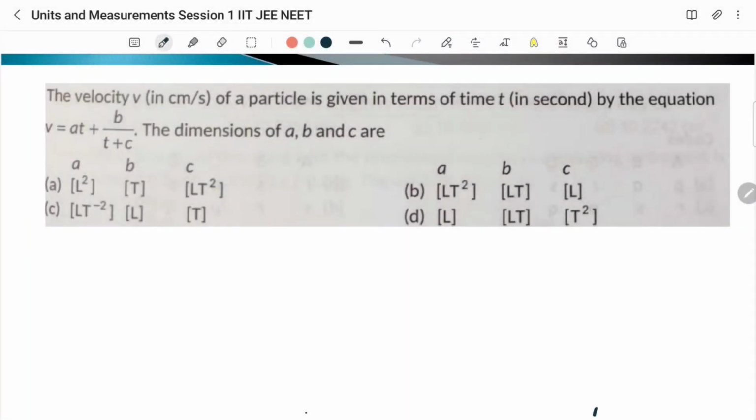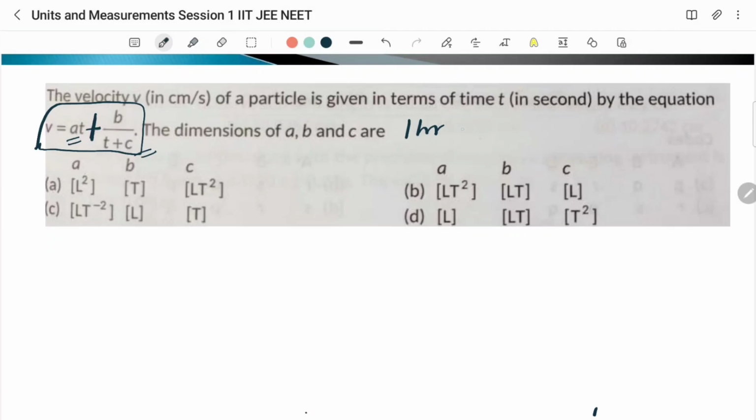Let us go ahead with the first problem of today, and we are going to learn tricks to solve problems in a faster way. So in the problem it is given that v is equal to at plus b by c. Now these two terms are connected to each other through an addition sign, and by the principle of homogeneity, that means you can only add or subtract two quantities that have the same dimension or the same unit.